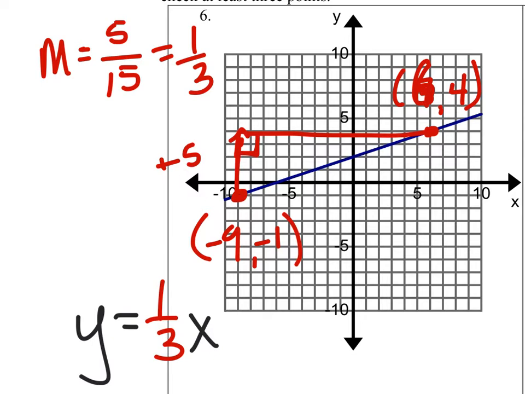Next thing I need to do is identify my y-intercept. I can see the line crosses the y-axis at this point, which is at 0, 2. So it looks like it's y equals 1/3 x plus 2.